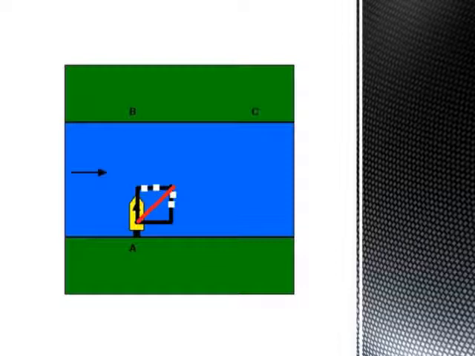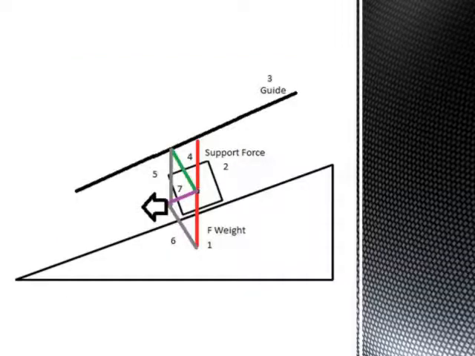Our next question is, how does a box slide down a ramp? A box has a force of weight, also known as gravity, acting on it. This force of gravity is demonstrated through line 1. This is the first line when solving this problem. Our next line will be equal in magnitude to line 1 but in the opposite direction. This line will represent the support force.